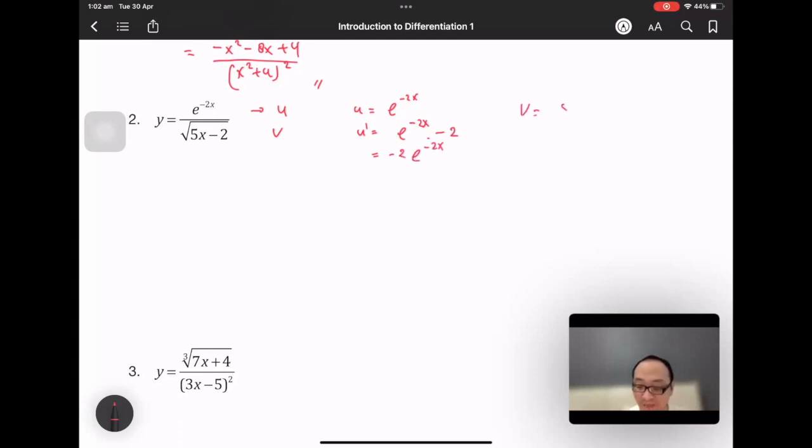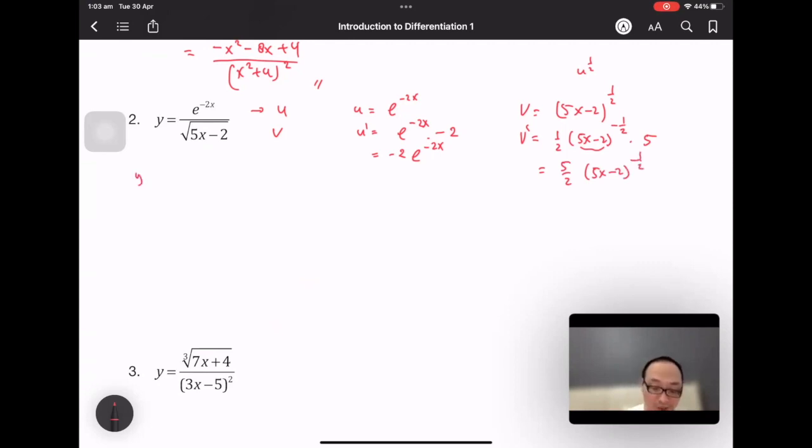v is (5x minus 2) to the power of half. For v prime, okay, this is u to the power of half. So by the chain rule, it's half u, and then the power minus 1. So half minus 1 is negative 1 over 2, times the derivative of u, which is 5. So it's 5 over 2, (5x minus 2) to the power of minus half.